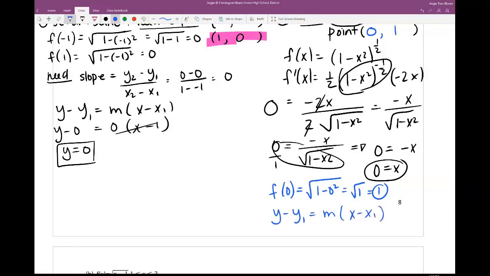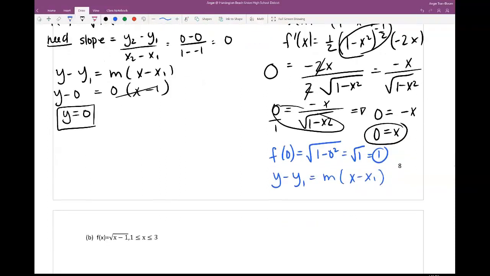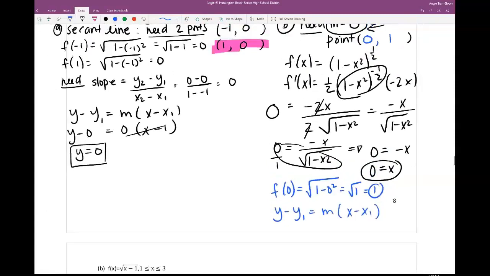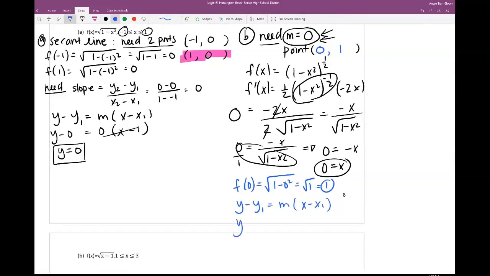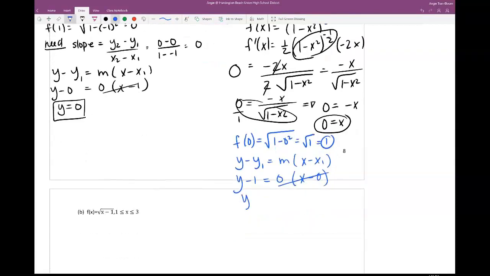Parallel lines always have the same slope. Perpendicular lines have opposite and reciprocal slopes. So my point is, let's minimize my point. y minus 1 equals slope is 0 times x minus 0. This is going to be 0. So y equals 1 is the tangent. Okay.